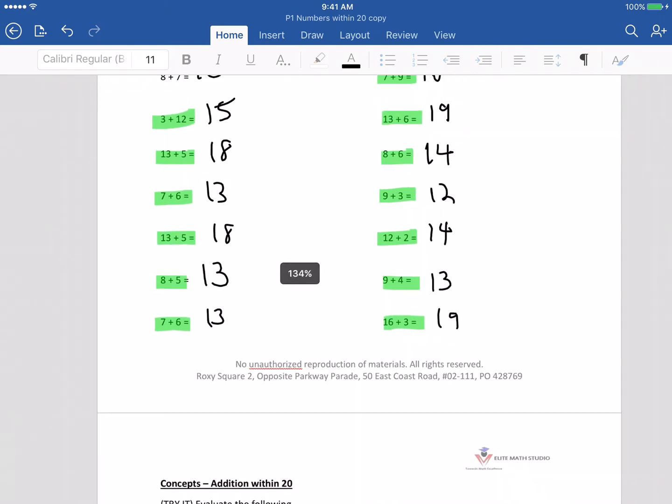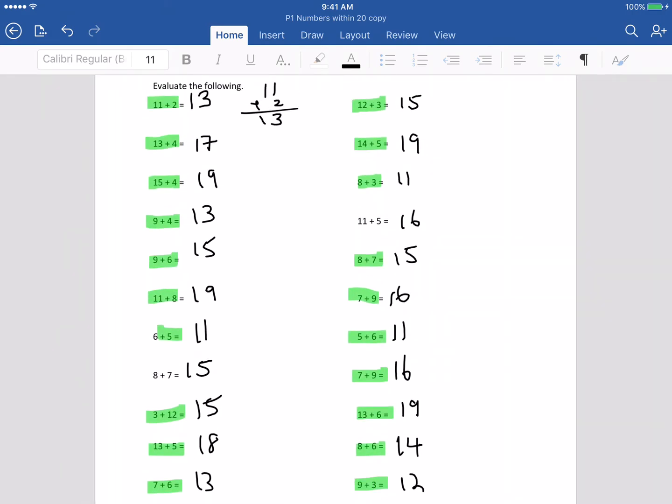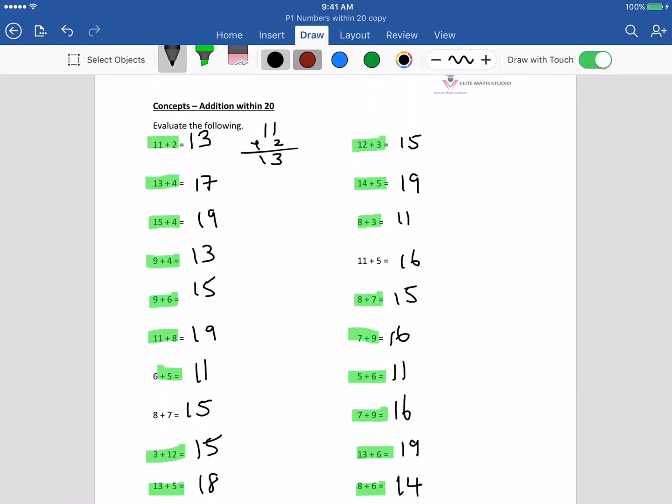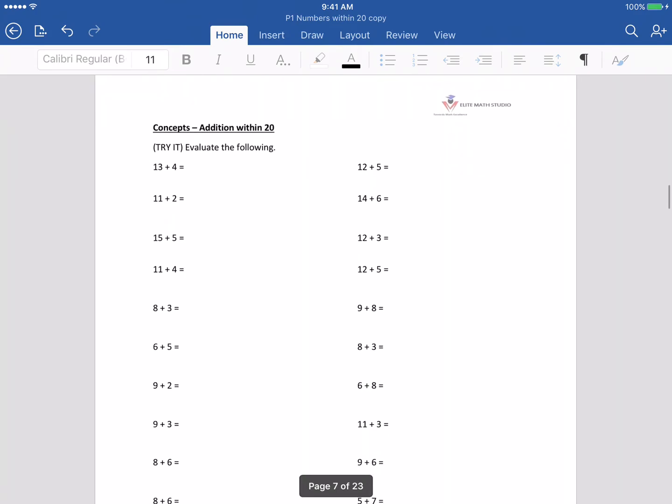Okay, so what I just did is basic addition of numbers within 20. If you can do it mentally, it would be good. Else you can just do the working out right here, something like that. Okay, so let's move on. The next worksheet is actually the same thing.